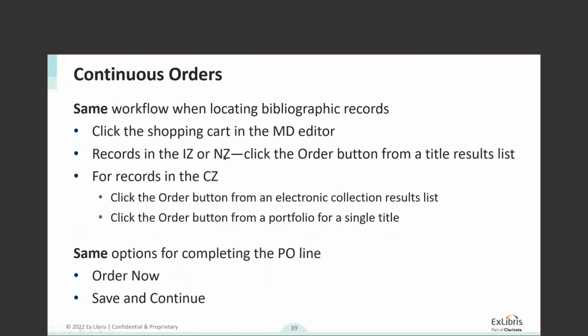Then I just have a few more notes. Same workflow when locating bib records. Where are you going to get it? Institution zone, network zone, community zone, remote. And for an electronic collection, you could click the order button right from that collection. But if it's a single title, a portfolio, go to that portfolio before you click order. Same options for completing that PO line, whether it's order now or save and continue, and you want Alma to bundle them up.